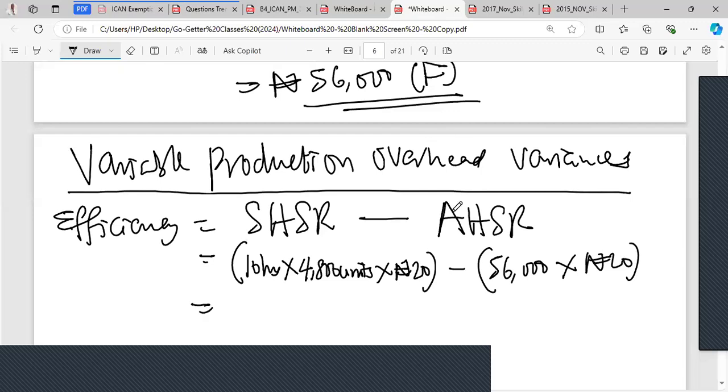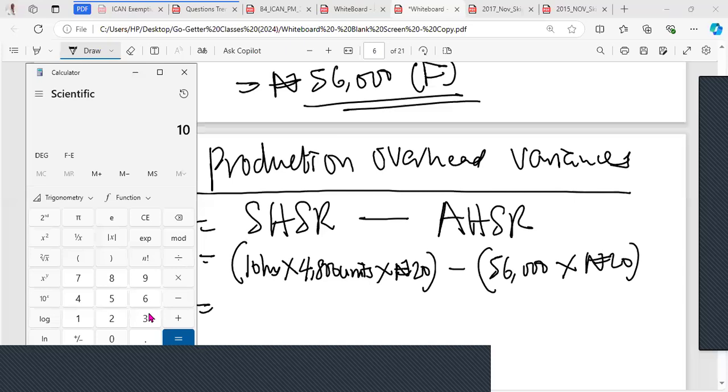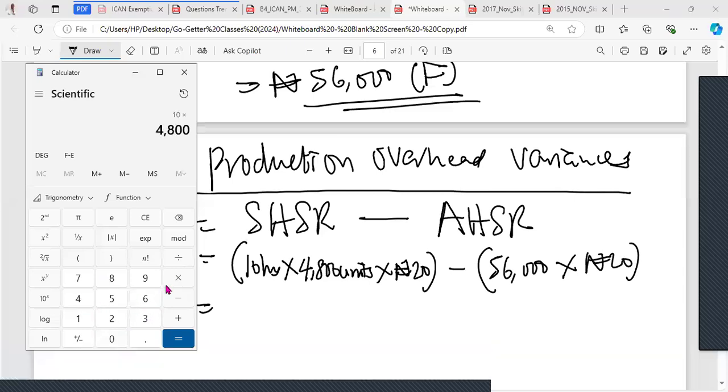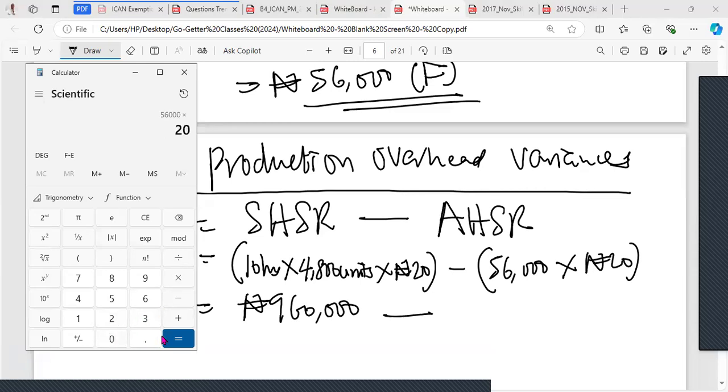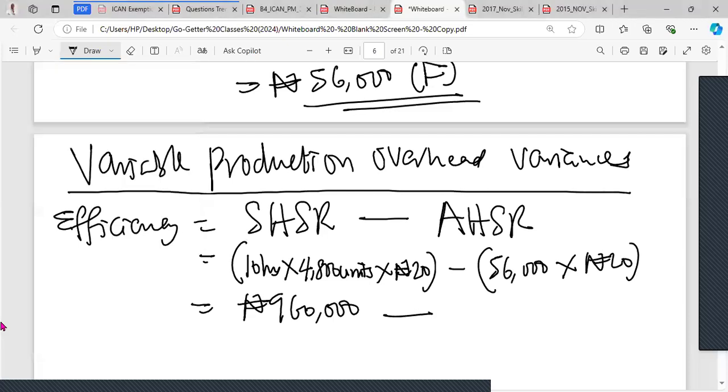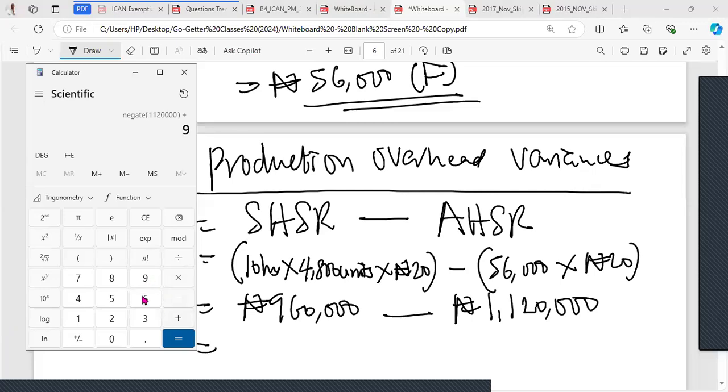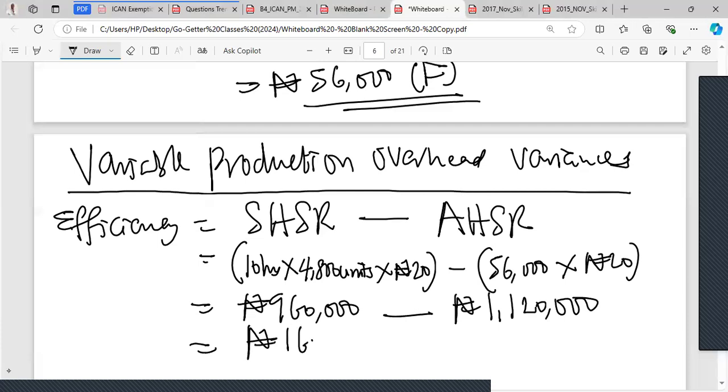Right, so what do we have here? We have 10 multiplied by 4,800 multiplied by 20 naira. That gives us 960,000 minus 56,000 times 20, which is 1,120,000. It's going to give us an adverse. So I'll minus this from 960. We have 160,000 adverse.